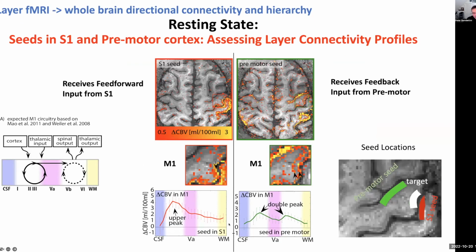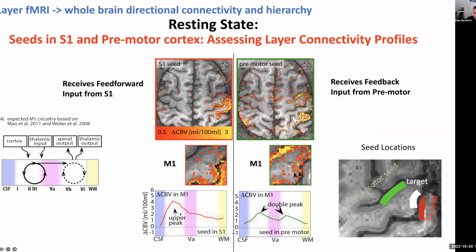And you could do the same thing and, instead of having the seeds along the layers, you could have the seeds in the areas, like a seed in S1, looking at motor cortex. Then if you look at the signal in the layers of motor cortex, you find what's expected, the cortical inputs right here. That shows the highest power of correlation. But if you put a seed in premotor, you find this double peak, which suggests that the premotor is feeding back to motor cortex right here.